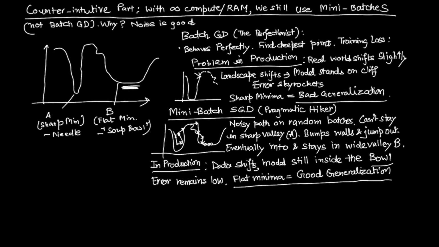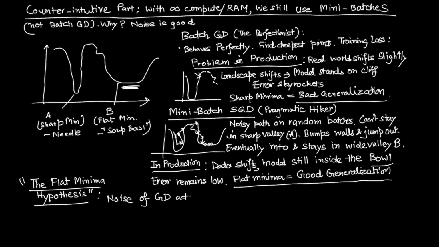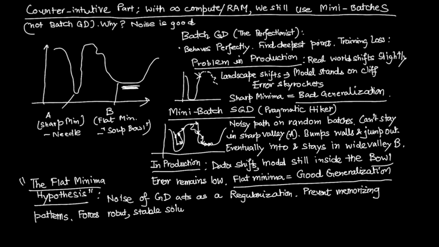There is a major theory in deep learning, the flat minima hypothesis. The noise of SGD acts as a form of regularization. It prevents the model from memorizing specific brittle patterns. It forces the model to find robust, stable solutions. So we don't just tolerate the noise, we rely on it.